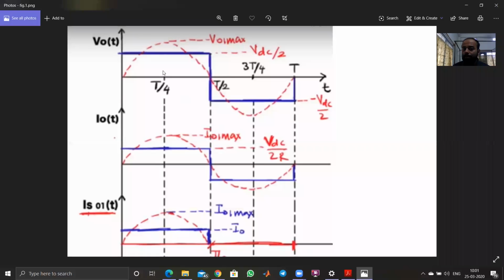This is the waveform for the single phase half bridge inverter. As you can see, this is our V0 and this is the fundamental component. That means we want to get from the square wave to as close to a sinusoidal wave as possible. This is also for the current, and this is your supply voltage, the voltage which you are getting from the source. This is not so important, but this one is very important because it is your output voltage waveform, and we are looking to get this kind of waveform, and also this kind of output current waveform.